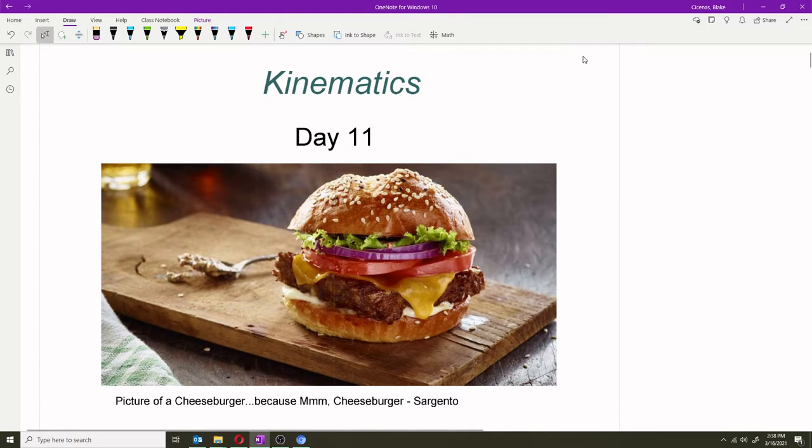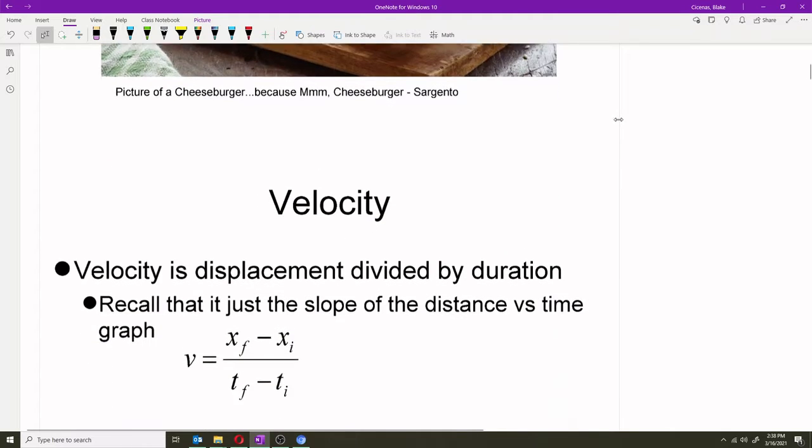All right, day 11. More on kinematics. Let's start with a picture of a cheeseburger because I'm hungry and I like cheeseburgers.